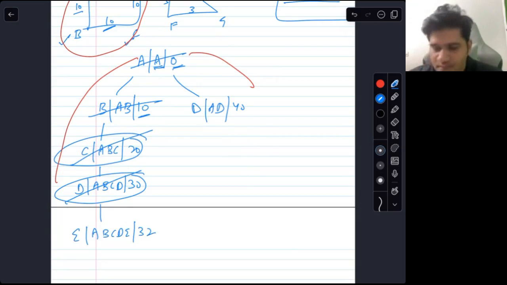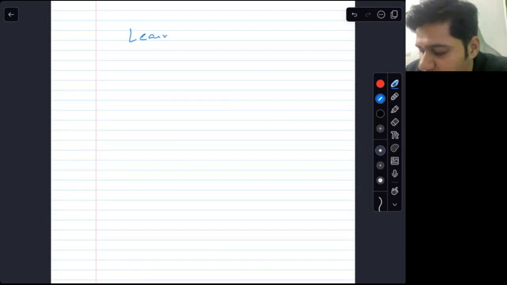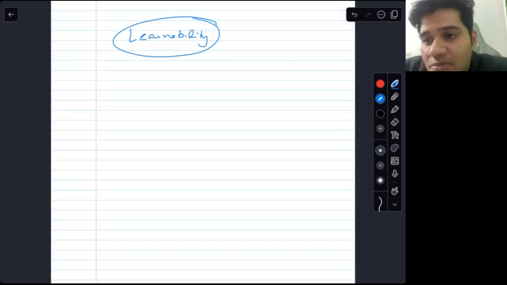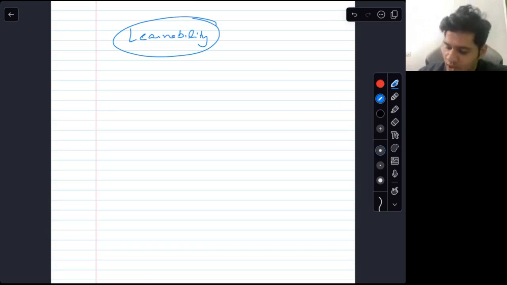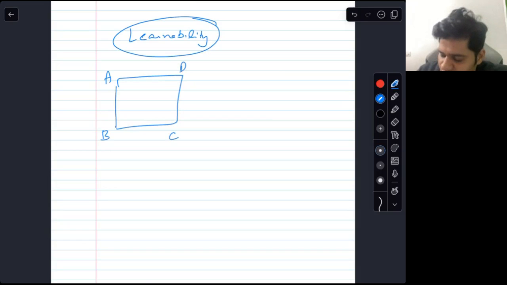All right, now let me test your learnability. Learnability tells me that you guys paid attention and could understand that. So I would throw you a graph now. Actually, this is the same graph. I would not change the graph. The question can be changed by changing the starting point.